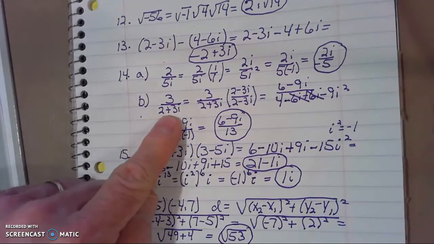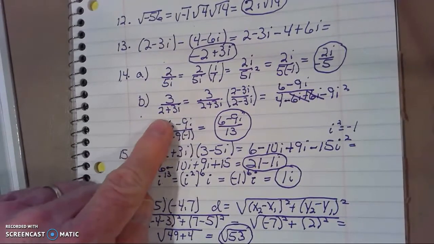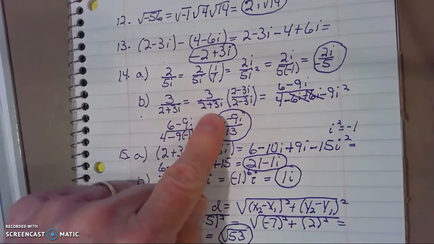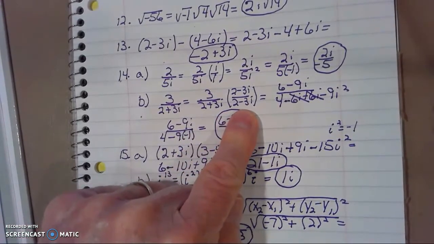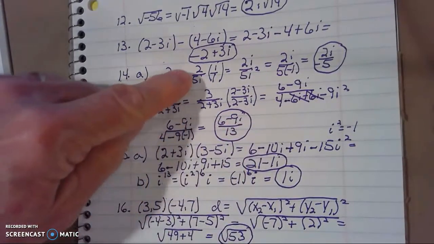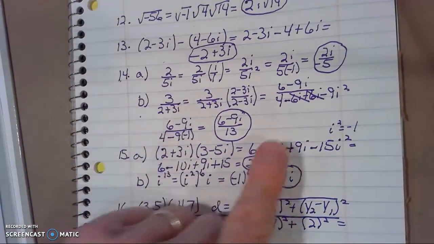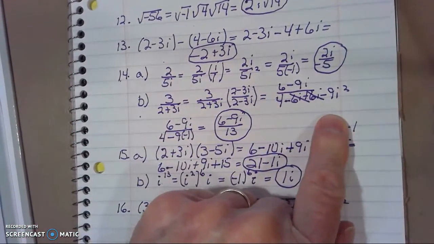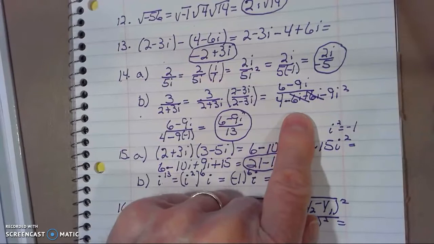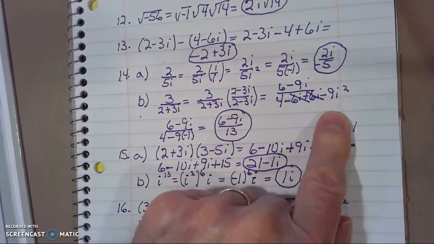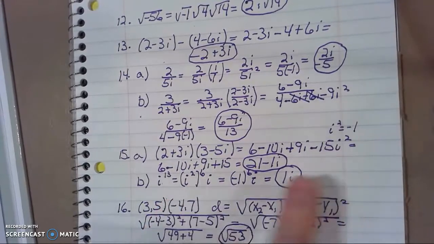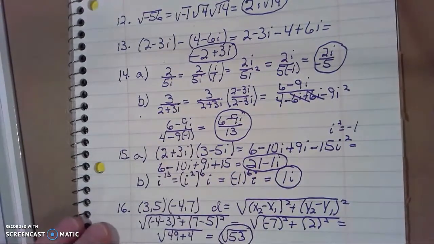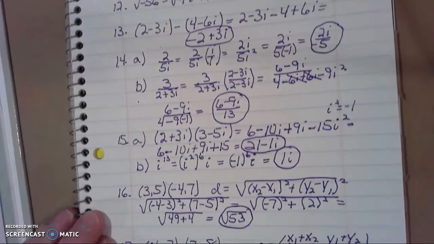B, we have an i in the denominator again, but we have 2 terms. 2 plus 3i, 2 terms. So we multiply by the conjugate on top and bottom, 2 minus 3i over 2 minus 3i. And then on top we distribute, and on the bottom we use FOIL, and the middle two terms cancel out. And remember, you have minus 9i squared again. i squared is negative 1, so that makes plus 9. So 6 minus 9i over 13.